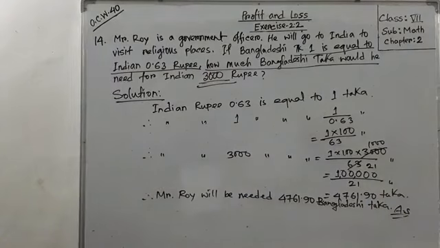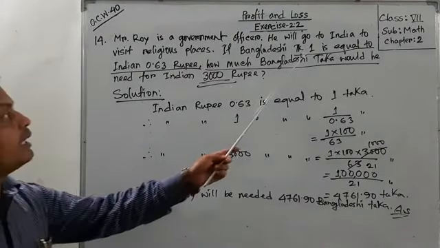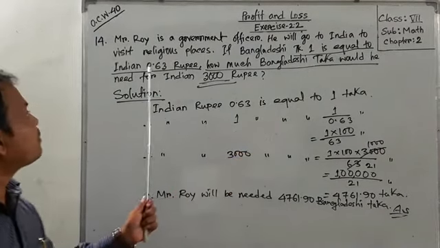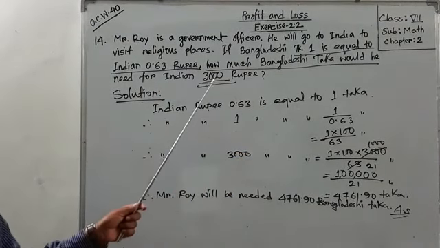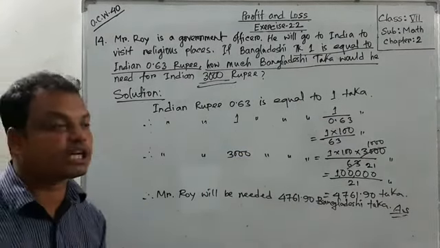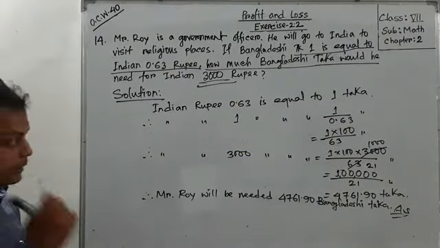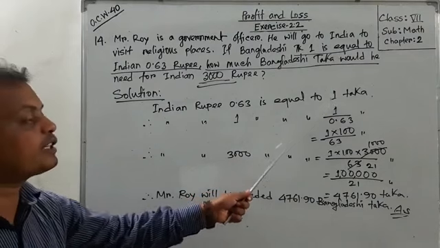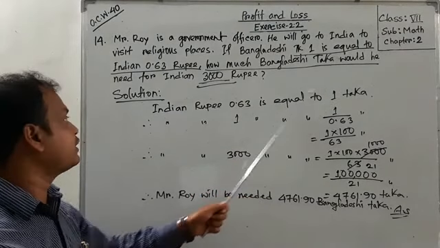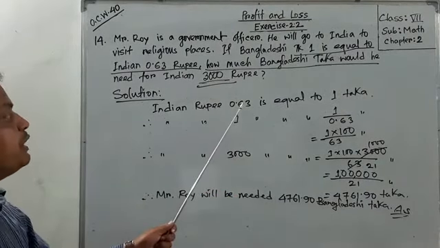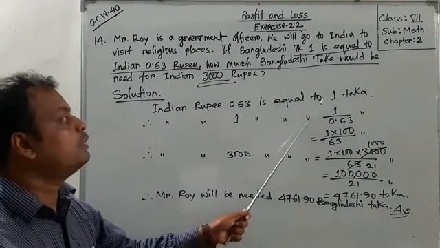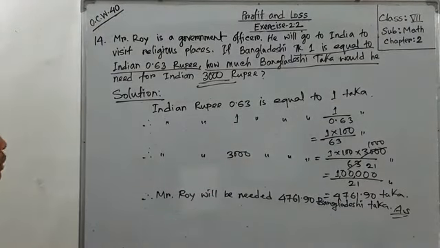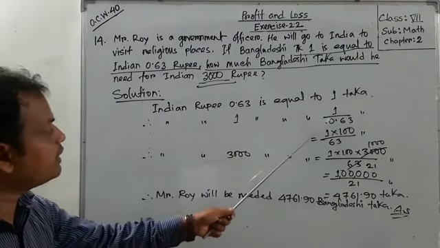So I want to review this one. It was given that 1 taka equals 0.60 rupee, and the question was, for getting 3000 rupee, how much Bangladeshi taka will be required? We have to find this. As we want to find taka, that's why we put taka on the right side. So we got the relation Indian rupee 0.63 is equal to 1 taka. For 1 it will be reduced.